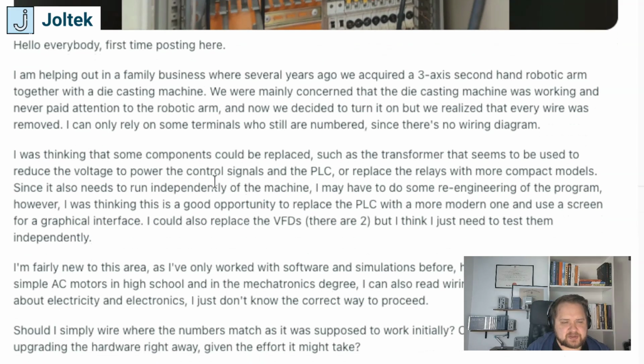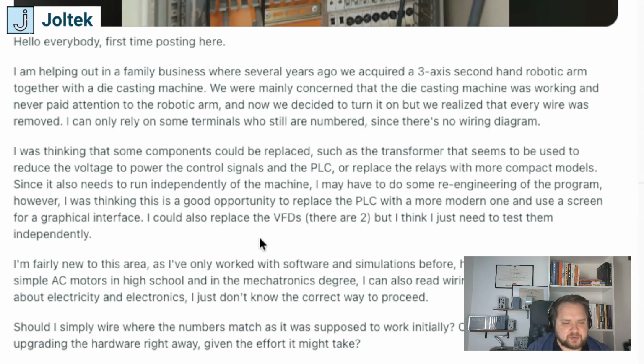I was thinking that some components could be replaced, such as the transformer that seems to be used to reduce the voltage to power the control signals on the PLC, or replace the relays with more compact models. Since it also needs to run independently of the machine, I might have to do some re-engineering of the program. However, I was thinking this is a good opportunity to replace the PLC with a more modern one. Use a screen for graphical interface on HMI. I could also replace the VFD, but I think I just need to test them independently.